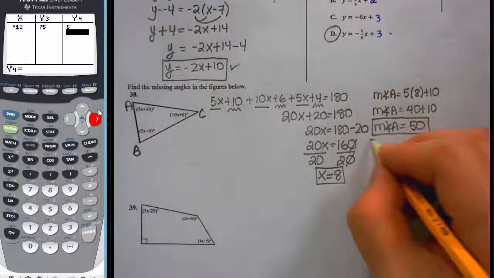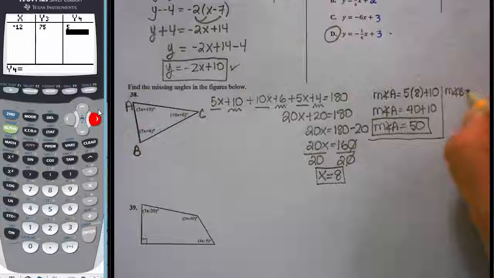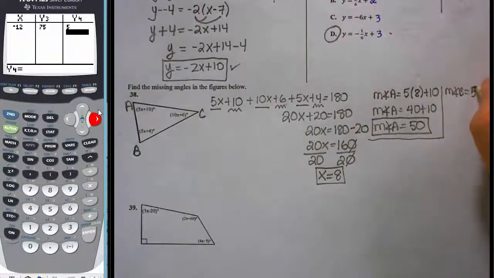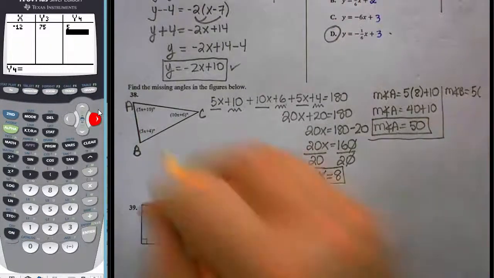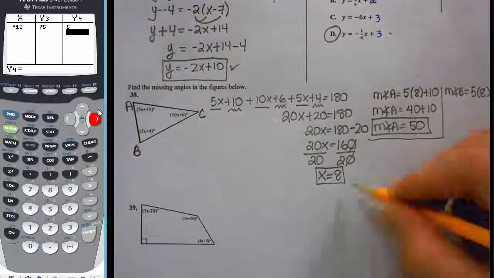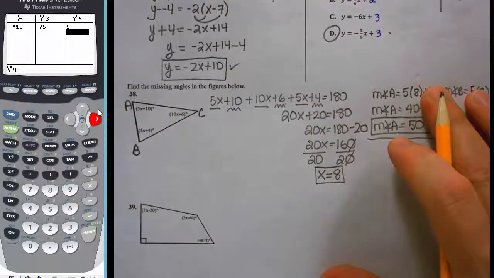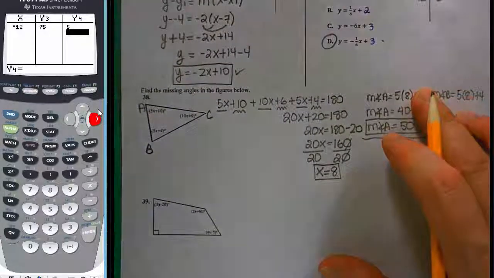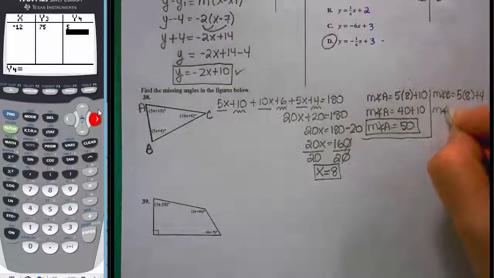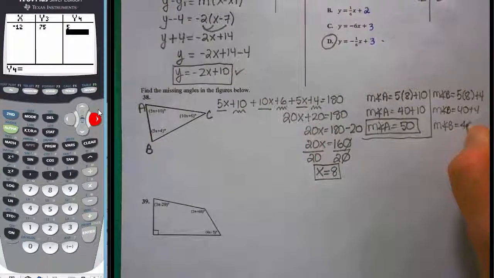To find the other angle, let's say we find angle B. We're going to do the same process. We copy the formula 5x plus 4. But instead of x, we're going to replace it with the number 8 that we found for x. So it'll be 40 plus 4. The measure of angle B is 44.